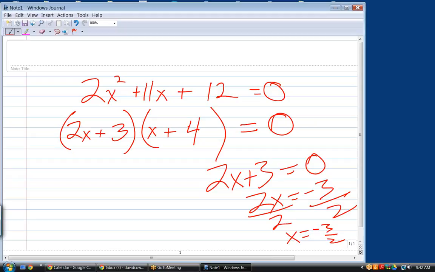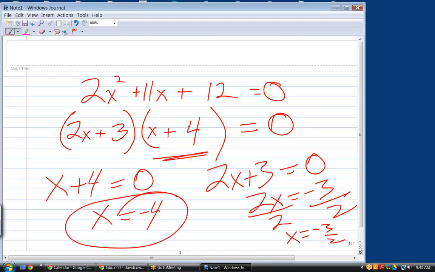That's one answer. What's another answer? If I go to this part of the product and say, okay, x plus 4 equals 0, solve that. Minus 4. So this has two solutions. That's one of them, and that's another. And if I were to go back into the top equation and plug in either of these solutions, I would get 0. In other words, they would work. Okay? All right.